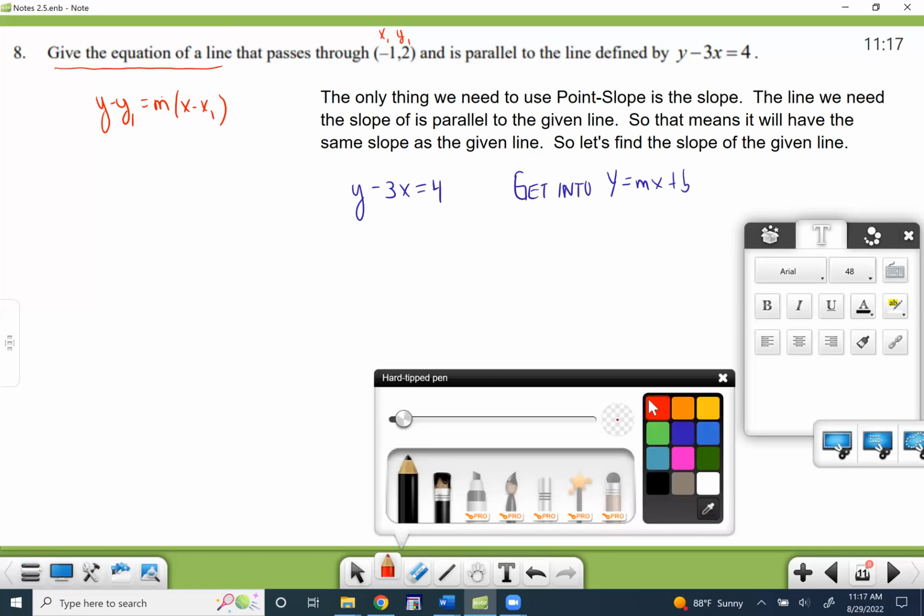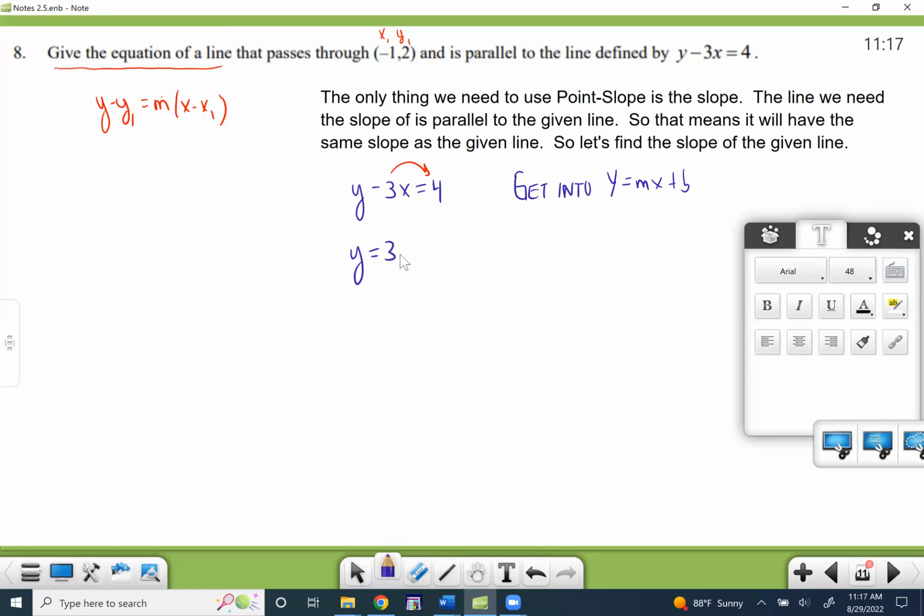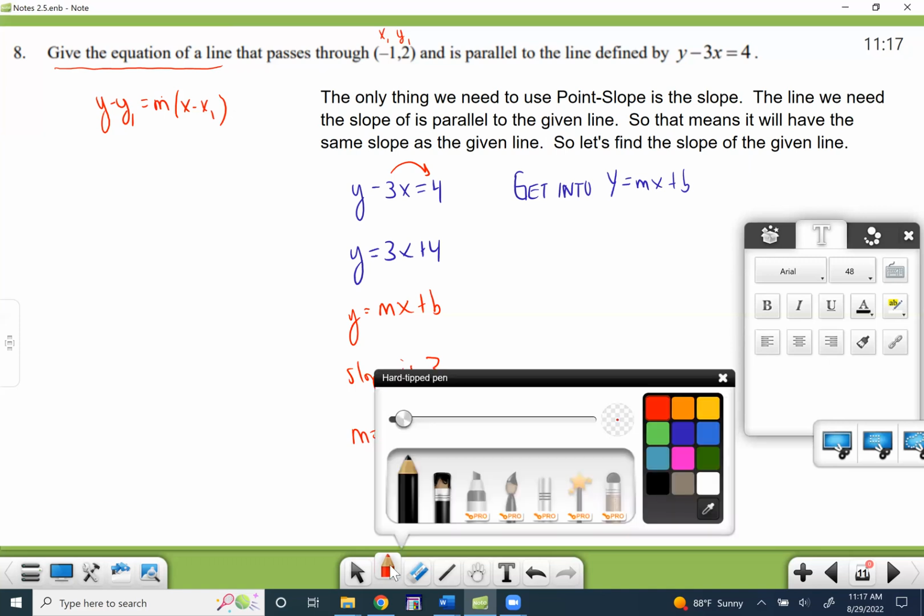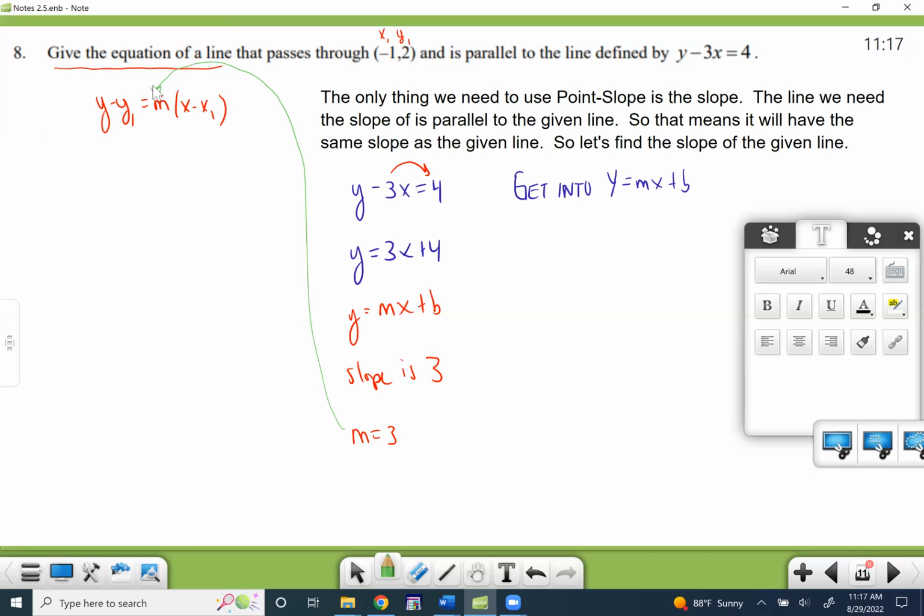So we'll just take this 3x over to the other side. We got it, guys. So it'll be a positive 3x. So you can see from the y equals mx plus b, right, that the m is going to be 3. So let's write the slope is 3. The slope is 3. Okay, so since our line is supposed to have the same slope, m equals 3 is going to be the slope for our line. So we're going to take that and substitute that in.